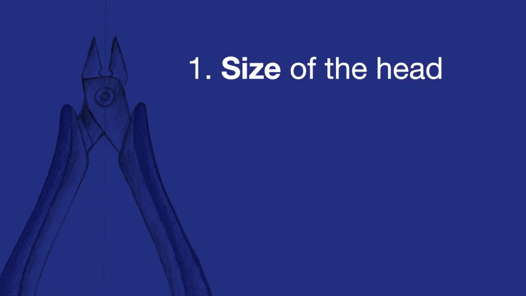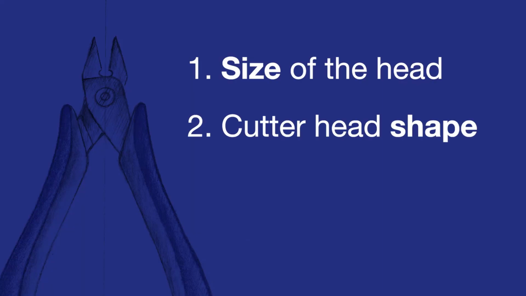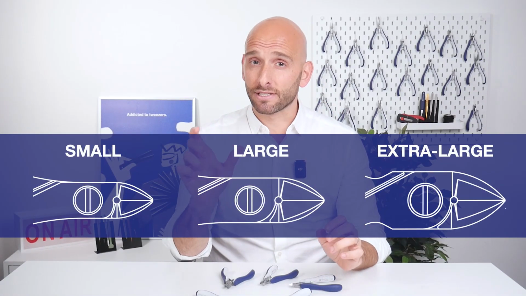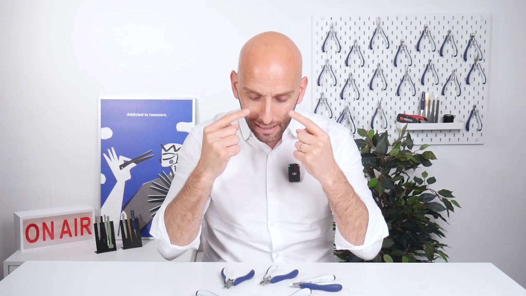The three main features to consider when choosing cutters are the size of the head, the cutter head shape, and the cutting blade edge. First, you need to define the size of the head. At Ideal-tek we propose three sizes: small, large, and extra large. It's very easy. The bigger the head of the cutters, the more cutting capacity and pressure you can apply on the workpiece. The smaller the head, the easier the access in confined space and the visibility of the cut performance.